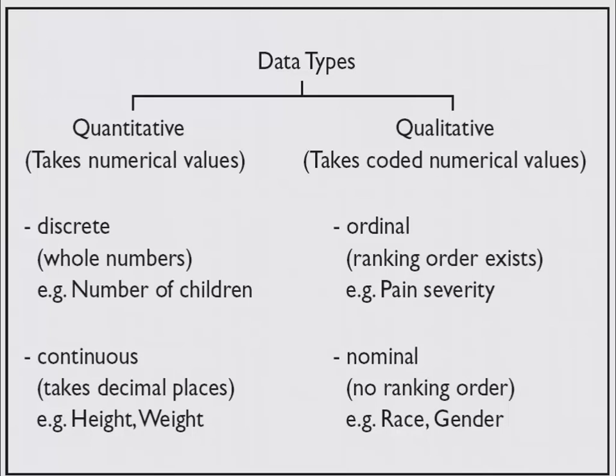Examples of quantitative data, it could be either discrete or continuous. For discrete data, an example is the number of children. For continuous data, things that we measure, for example, the height and the weight of the patient.